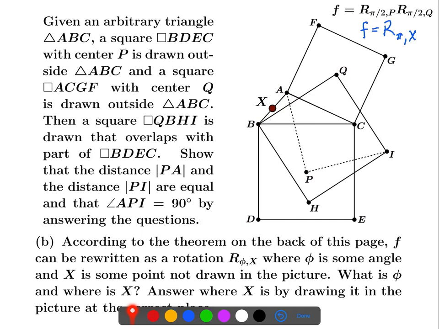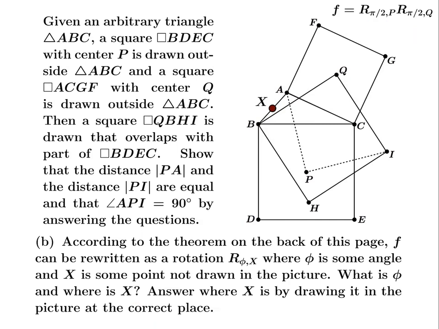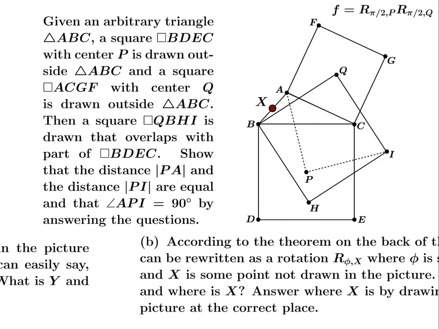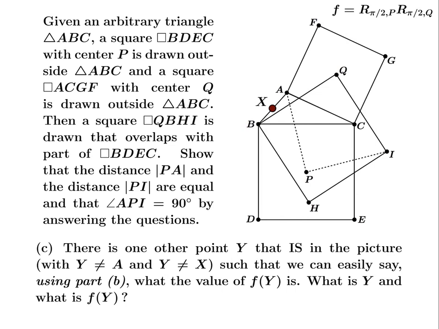So that answers the problem here that we had. We found the angle phi. It is pi, and the point x is drawn in the picture. There is one other point y that's in the picture, such that we can calculate what f of y is. That's also in the picture.